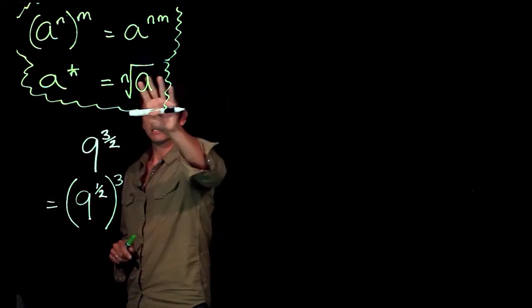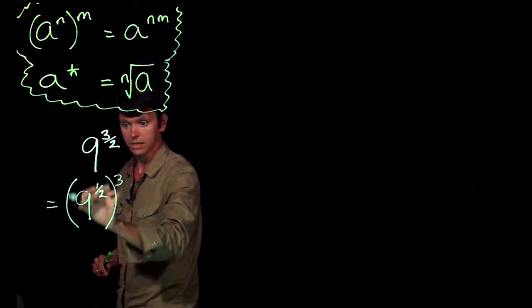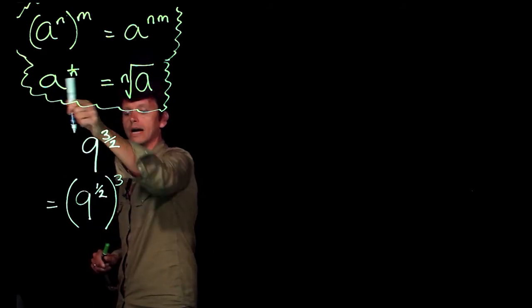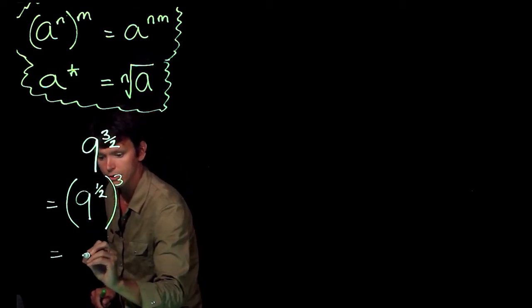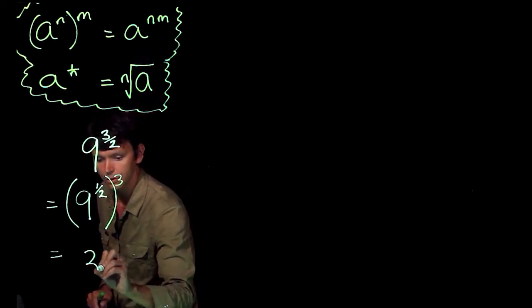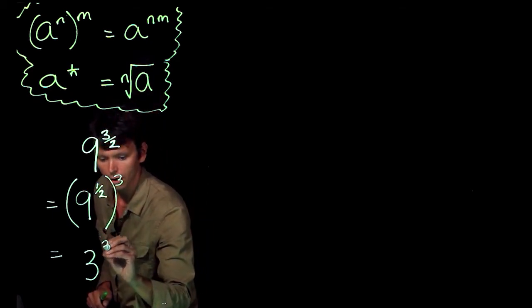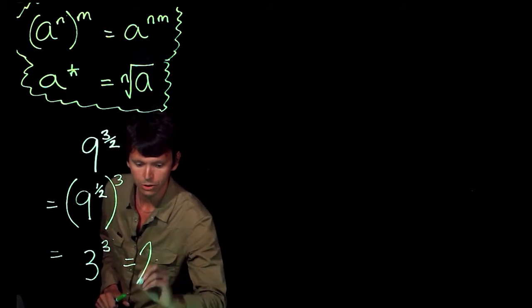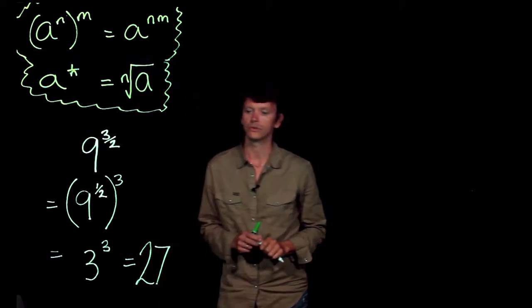If we bring in our second rule, we look at the part of this number in brackets: we've got 9 to the power of half. We know that that is the square root of 9, which equals 3. And we're raising 3 to the power of 3. 3 cubed, of course, 3 times 3 times 3, equals 27.